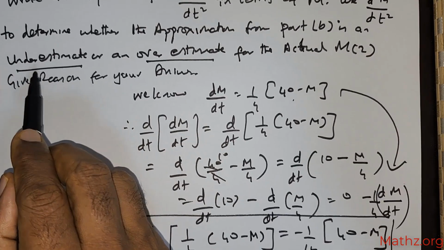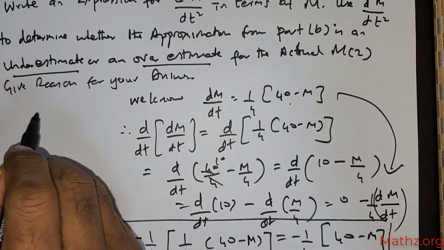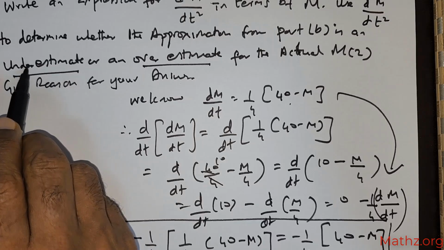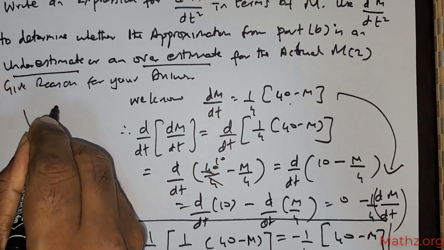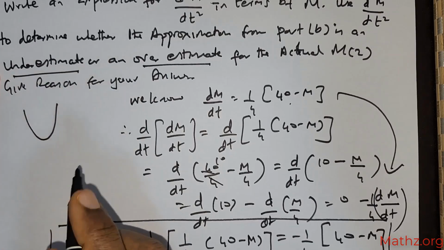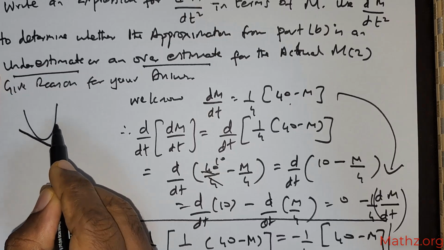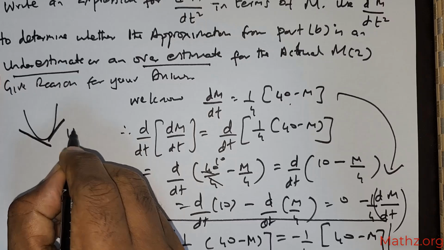Now the second part, they are asking us to find out if it is an underestimate or overestimate. Let me show you how to judge whether an estimate is under or over using the tangent line. Imagine you have a curve like this, a U-shaped curve going up. Now if you have the tangent lines like this, this is called an underestimate.